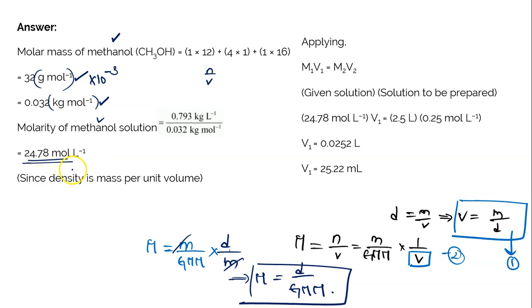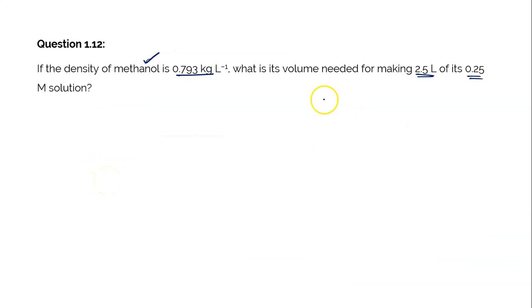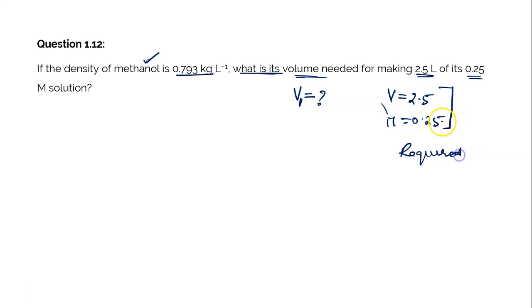Okay. Now, what is the problem in the question? Let's go back to the question. The problem is to calculate the volume needed for making a solution whose volume is equal to 2.5 liters and whose molarity is equal to 0.25. You have a solution whose volume is unknown to you. You don't know how much volume of the solution that you have should be used in order to get this required solution. You're planning to prepare the solution, and you got to calculate how much volume you need to take.